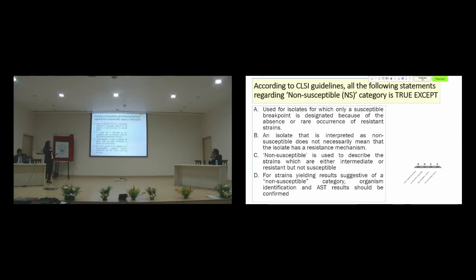Okay, 60 plus responses are there. So, okay, there's a confusion between A and C option. So, what do you understand by the term non-susceptible?